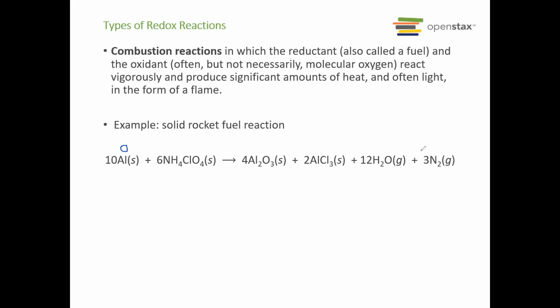So we've got 0, 0. Hydrogen will be +1. Oxygen will be -2. Chlorine will be -1. Aluminum will be +3. So some of these we can just use the rules to kind of assign.